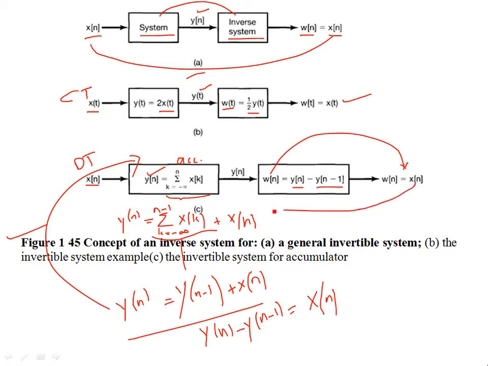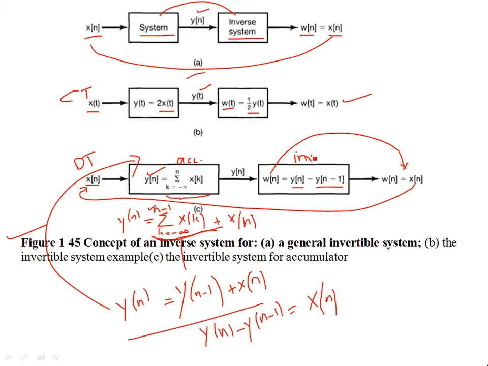So this was the sequence originally that we started with. We were summing up all the samples from minus infinity to n, but if you take the difference between whatever the sum is at the present time index n and the sum that exists for one preceding sample, up until n minus 1, you're left with the present sample x of n. So this is indeed the inverse of your accumulator.